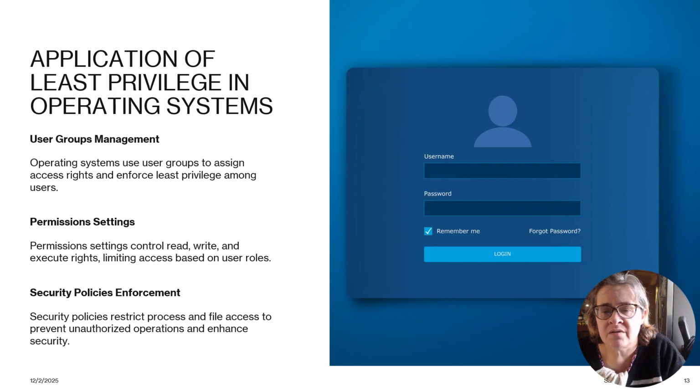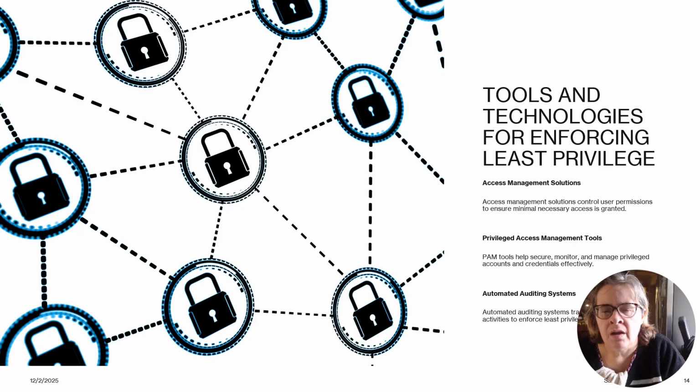Operating systems support the principle of least privilege through user groups, permission settings, and security policies that restrict process and file access according to least privilege principles. Access management solutions, privileged access management, sometimes called PAM, tools and automated auditing systems assist organizations in enforcing and monitoring least privilege policies.